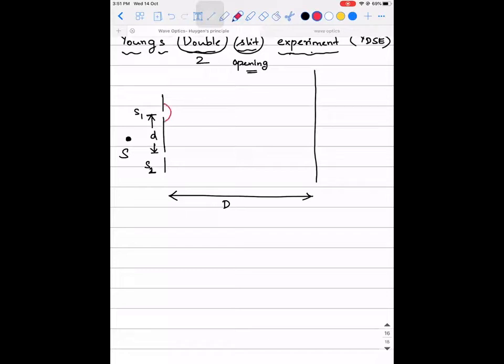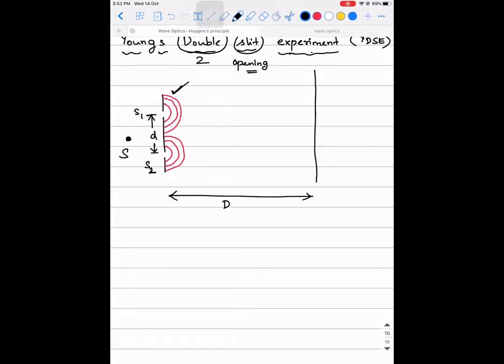Observe. There will be many wavefronts coming like this. How are the wavefronts with respect to the rays? Perpendicular. So the wavefront and the rays are always perpendicular. Out of many, how many rays will the wavefronts from S1 have?